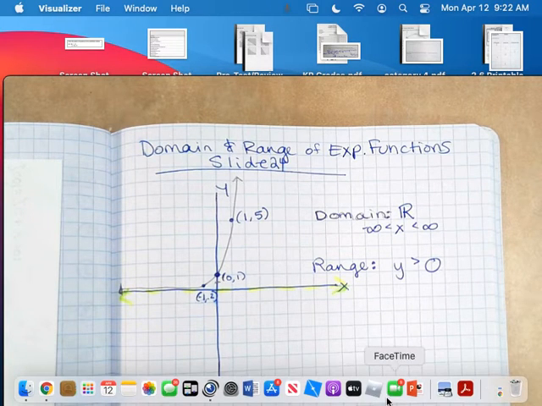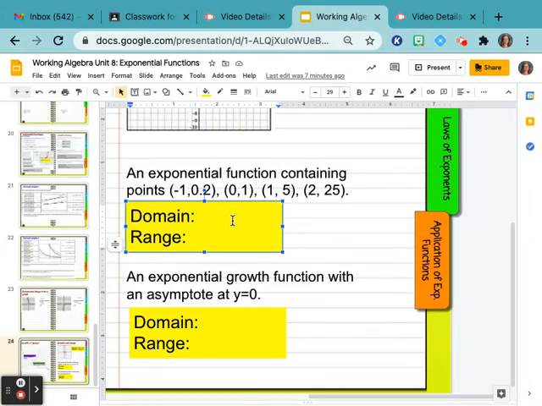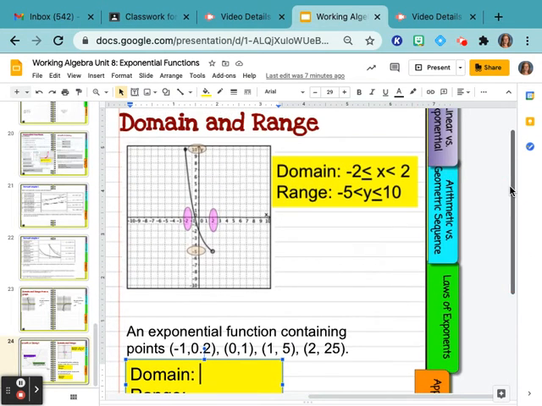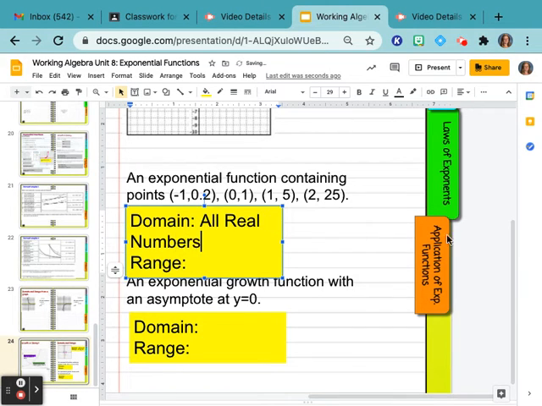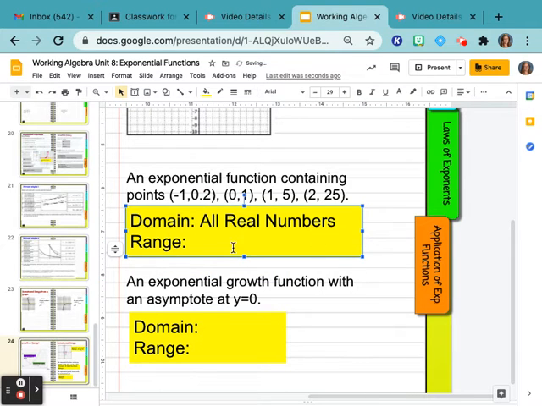Okay, so let's go back to our slides so we can fill that in. So all real numbers, or negative infinity to positive infinity. And then our range is y is greater than 0.